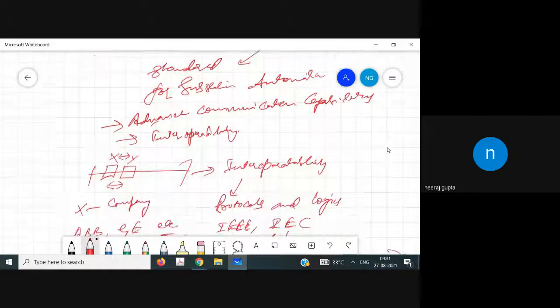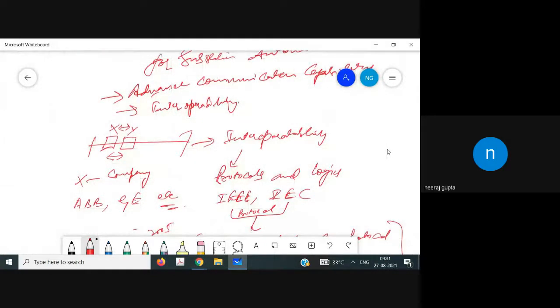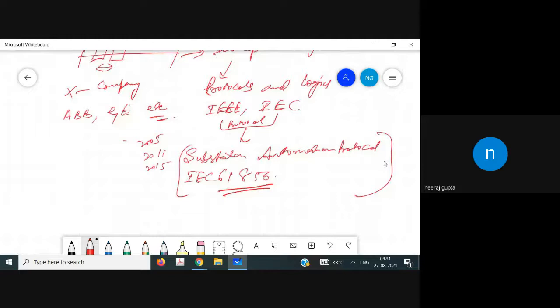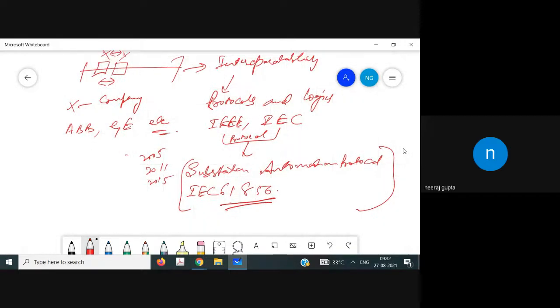Then we have discussed interoperability. That is, if we have two relays and we want the two relays to communicate with each other, IEEE and IEC have developed one protocol, which is known as the substation automation protocol, that is IEC 61850. Based on that protocol, all the relays can communicate with each other. However, because of patent concerns, the manufacturers will not give any information or logic in that case.